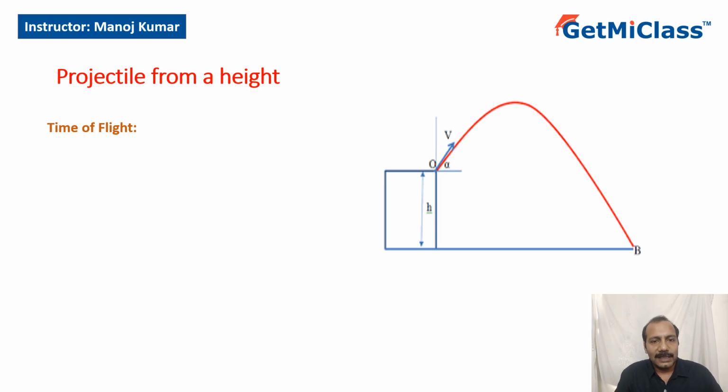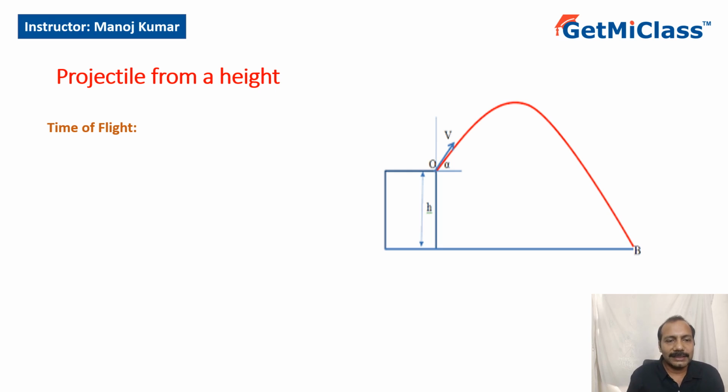When a projectile is projected from a certain height in upward direction, of course if you have to go for downward direction, only the sign changes, everything else remains same. Then I can't use the formulae that I have derived for the projectile motion. Those formulae are only applicable when initial and final points of the projectile are at same altitude or same height.